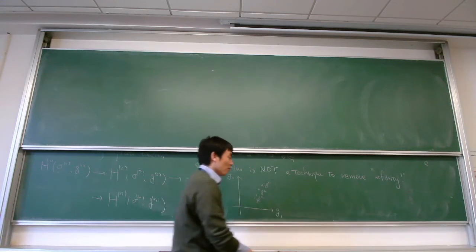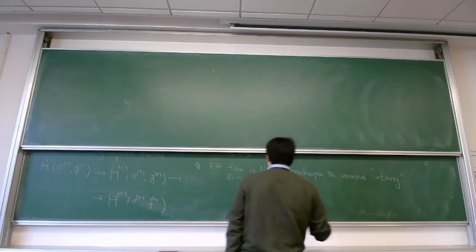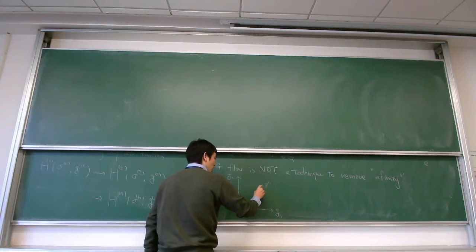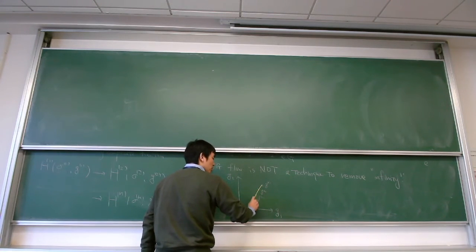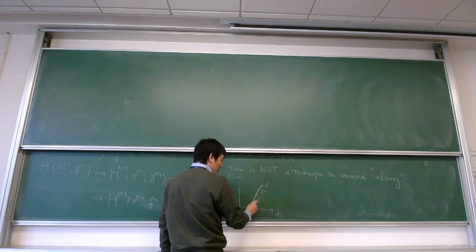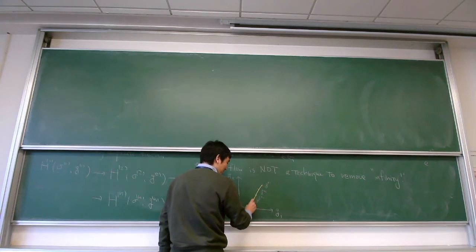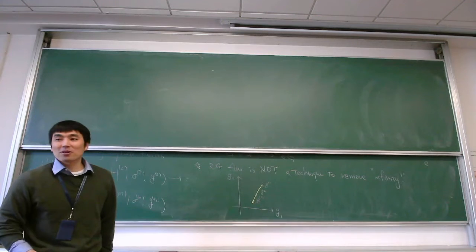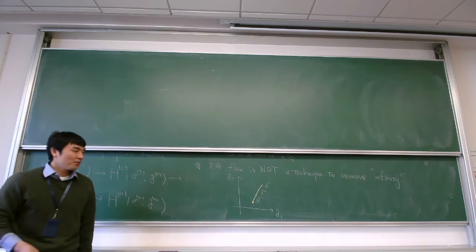This is called the RG flow. You just change the coupling constant as you do the coarse graining. And at some point, even if you do the coarse graining, it doesn't change. The coupling constant does not change. That's called a fixed point.